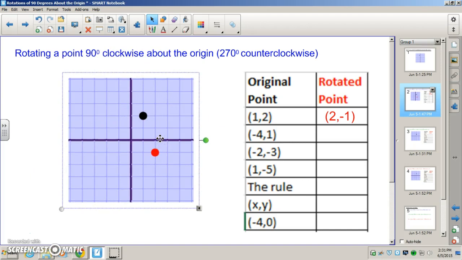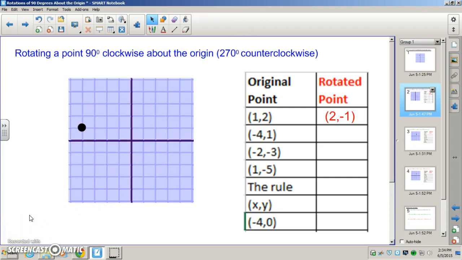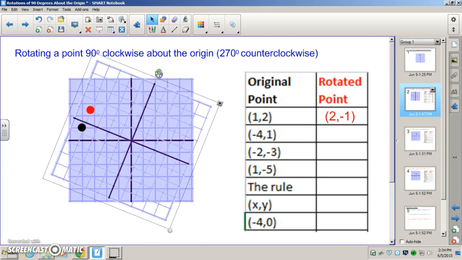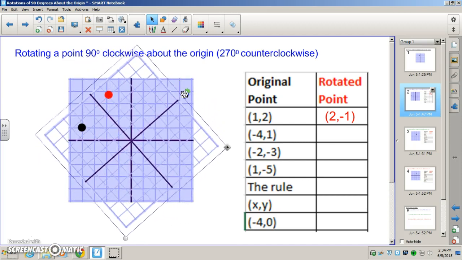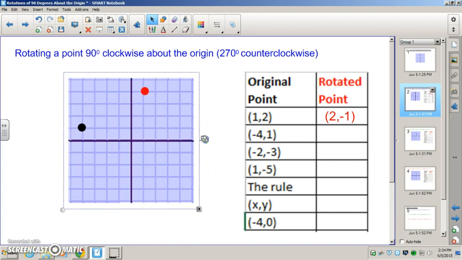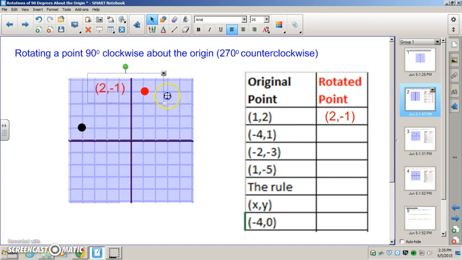Now that's just one point. I'm going to look at the following points on this grid so we can see if we can find a pattern or a rule so we understand how to rotate any point x, y. I moved the point to -4, 1, and I'm going to rotate that one 90 degrees clockwise. As I rotate, this kind of looks like a rising sun coming up from the east. After 90 degrees, it lands high up near noon, and that point is 1, 4.